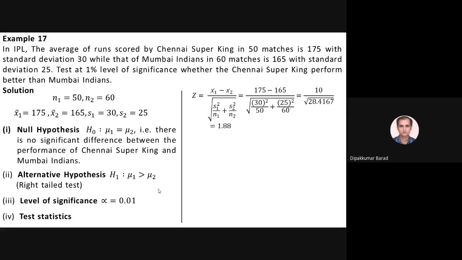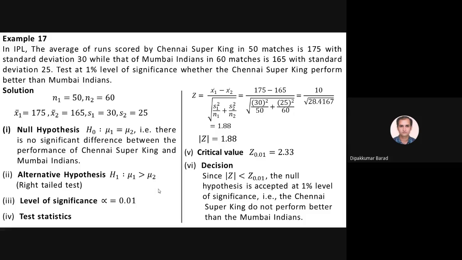Test statistic: z equals x1 bar minus x2 bar upon under root s1 square upon n1 plus s2 square upon n2. If we put in all these values, I get 1.88. So mod z is 1.88. Now the critical value at 0.01 is 2.33. So mod z is less than z 0.01, so the null hypothesis is accepted at 1% level of significance.